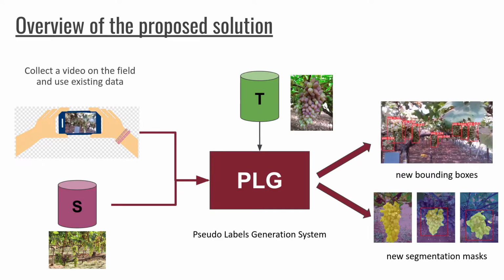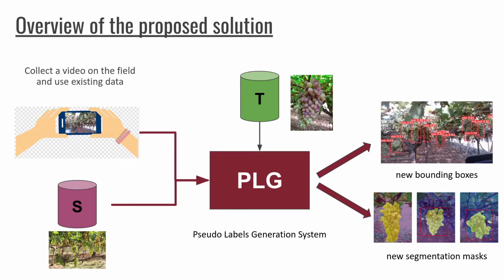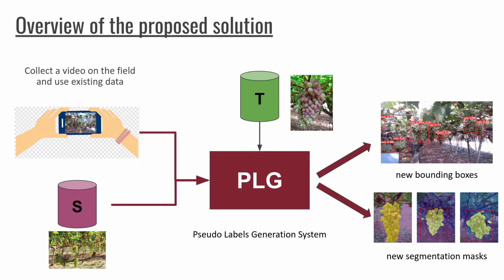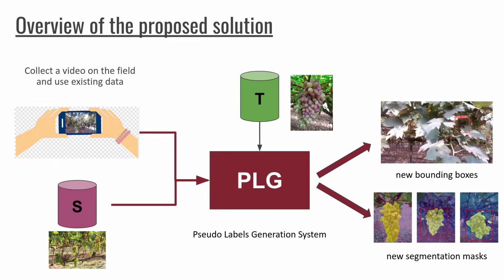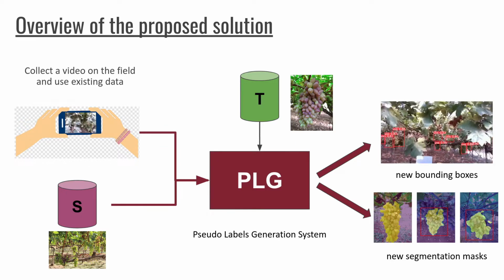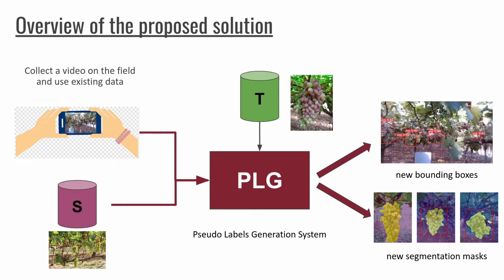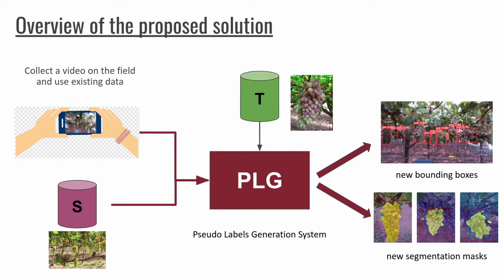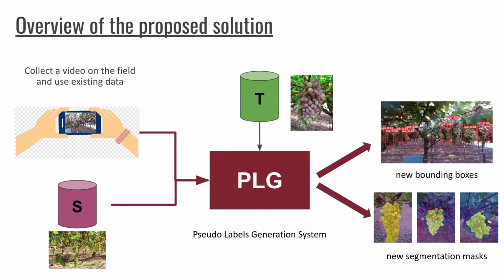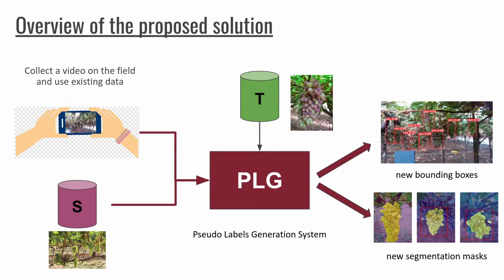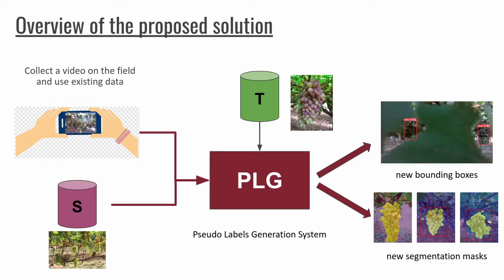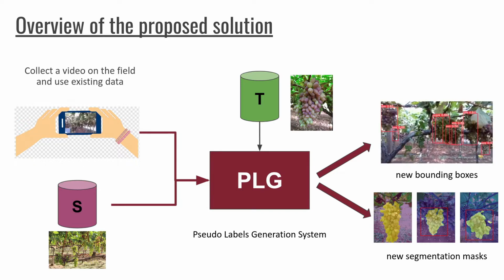Since collecting unlabeled data from the field is simple in this scenario, we focus our solution on generating detection and segmentation labels automatically, leveraging the contextual information we could gather from the image capturing process. Here you can see the general overview of the system. The main idea is that the only input needed to the system is a video of the fruit collected with a simple smartphone or by the robot itself.